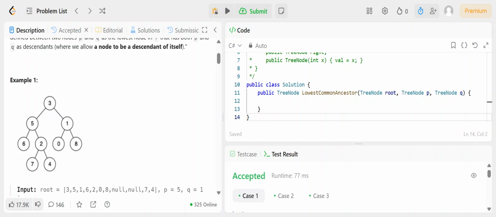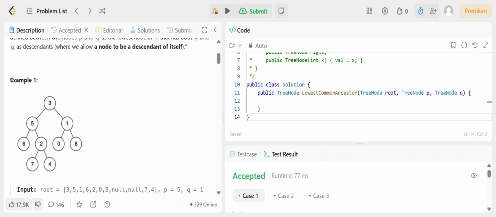So coming to the first example, here we are given a binary tree and two nodes, 5 and 1, and we can see that 3 is an ancestor for 5 and 3 is an ancestor for 1 also. So we can see 3 is the lowest common ancestor for both 5 and 1, and we have some condition also that one element can be an ancestor to itself also.